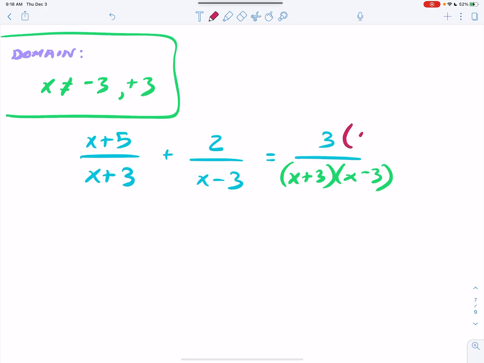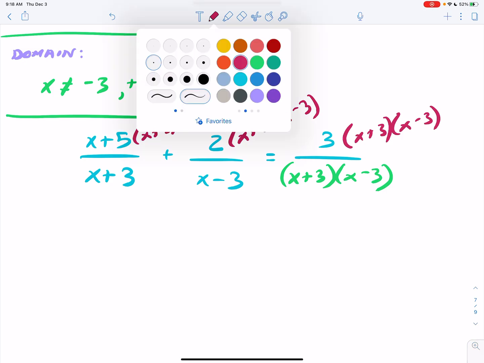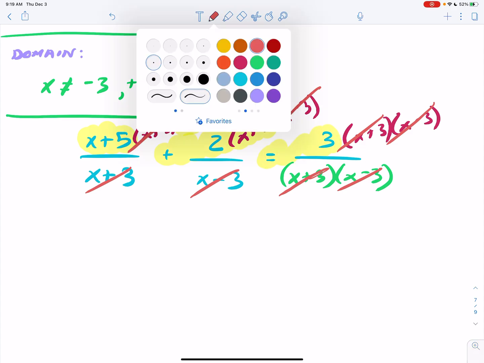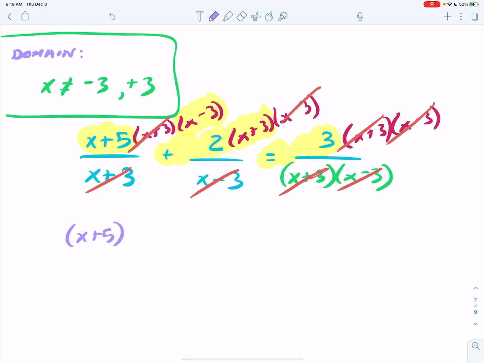Okay, so first step, multiply by the LCM, least common multiple. Okay, I noticed that x plus 3's will cancel out here, x minus 3's will cancel out here, and both will cancel out on the right-hand side. I have x plus 5 times the x minus 3 plus 2 times x plus 3 equals that 3. Okay, so here we go. We have x plus 5 times the x minus 3 plus the 2 times the x plus 3 equals 3.